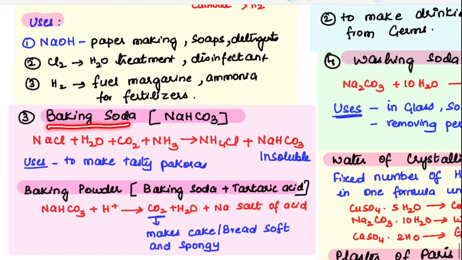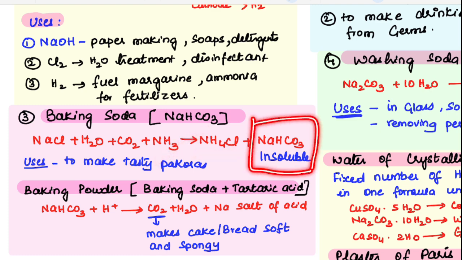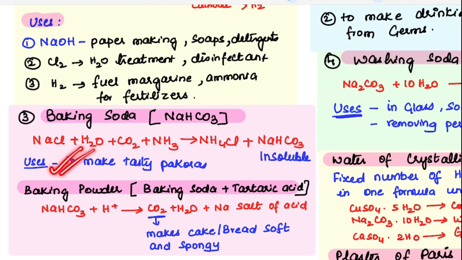So third is baking soda. Baking soda is sodium bicarbonate. So take sodium chloride and then pass carbon dioxide and ammonia. You will be getting ammonium chloride and sodium bicarbonate, which is in insoluble form. So learn uses of baking soda. And then baking powder. So baking powder is nothing but baking soda along with tartaric acid is called baking powder. So you can see carbon dioxide gas is liberated, it makes cake and bread soft and spongy. So learn this from baking powder.